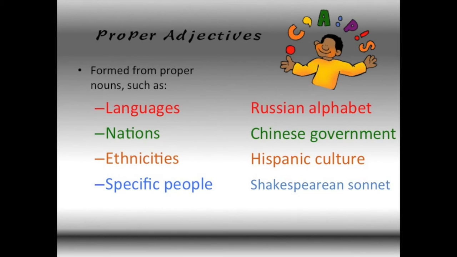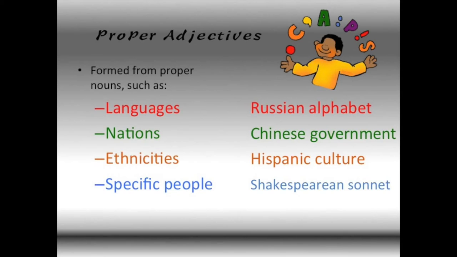Now, proper adjectives are formed from proper nouns, which means that just like the proper noun it comes from, we need to use a capital letter at the beginning of the proper adjective. Proper adjectives take that proper noun and add one of our adjective suffixes to the end of it in order to make the noun into a describing word. Let's look at some of the examples on the page.